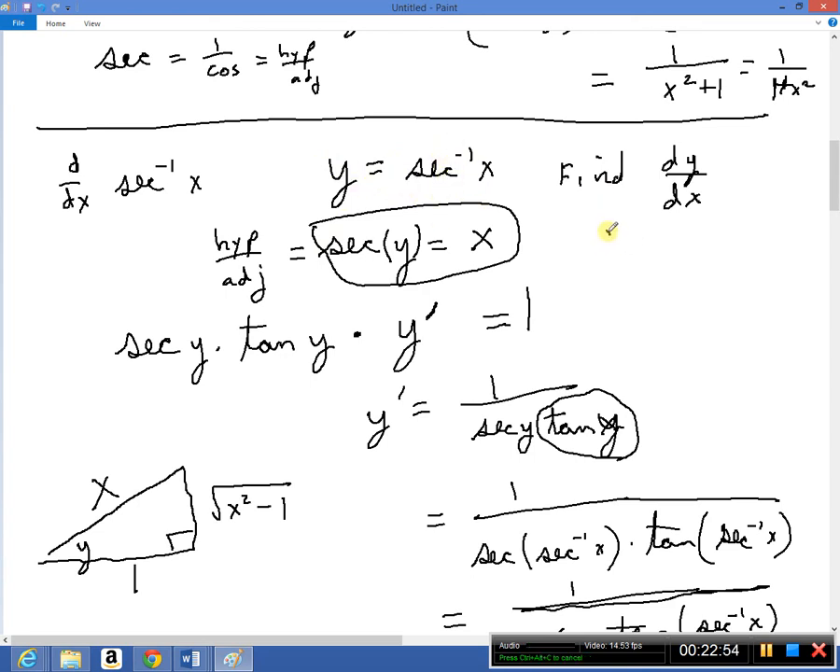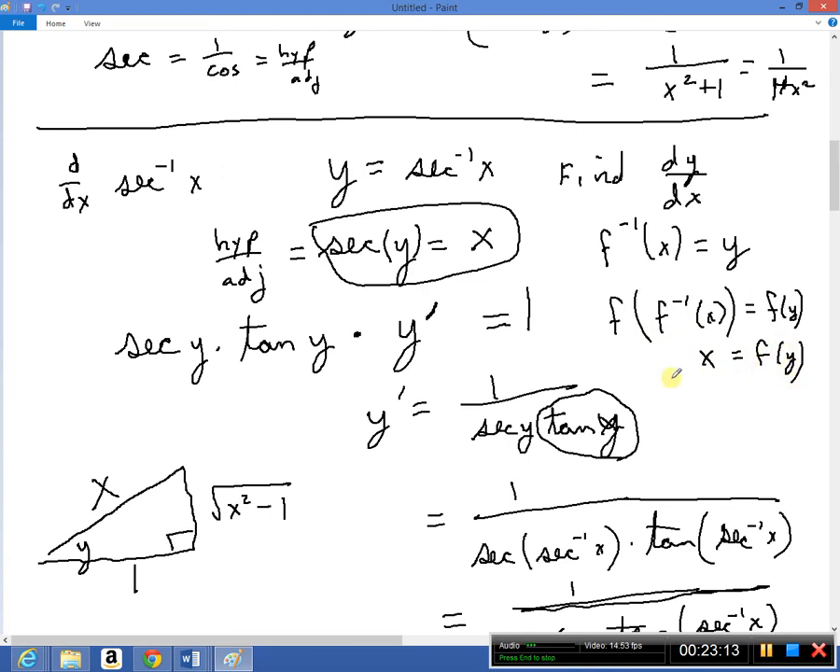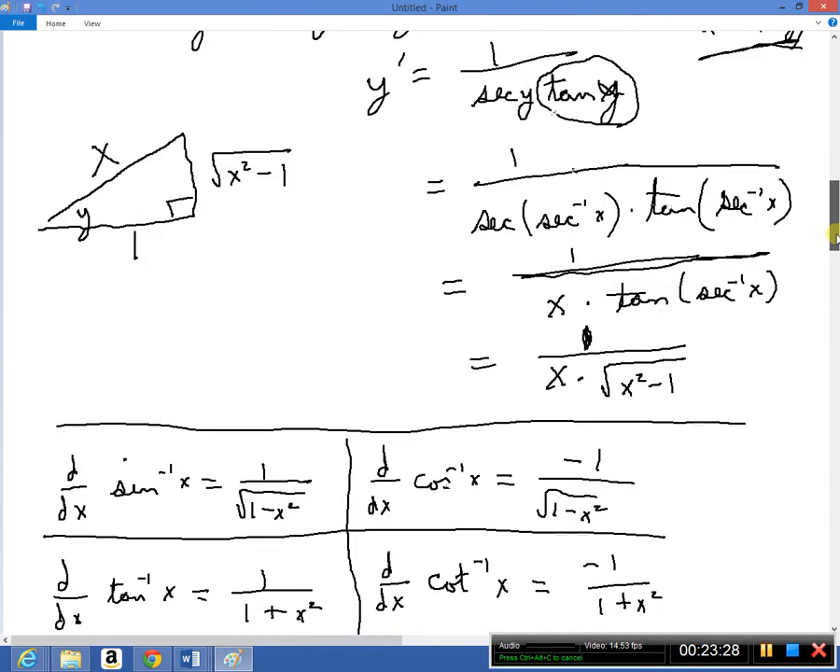So in general, if you've got an inverse function and you set that equal to y, then you're going to go f of f inverse of x equals f of y. And on the left, you're going to get x. So x equals f of y. So you can undo your inverse function by hitting both sides with the function f and get this equation and then do implicit differentiation on that. So we'll see that again, in fact, in a couple of days.